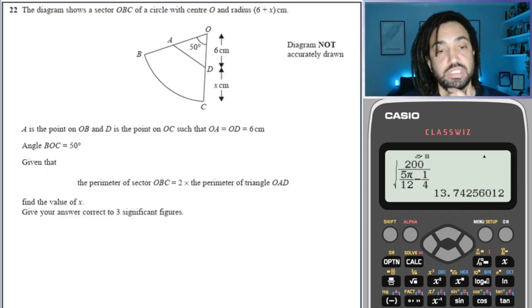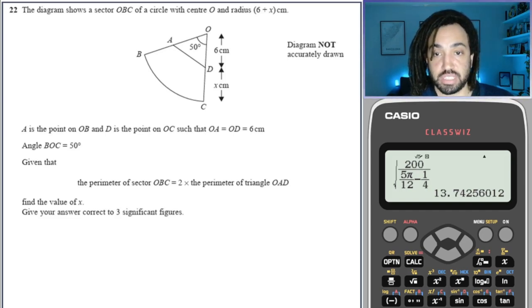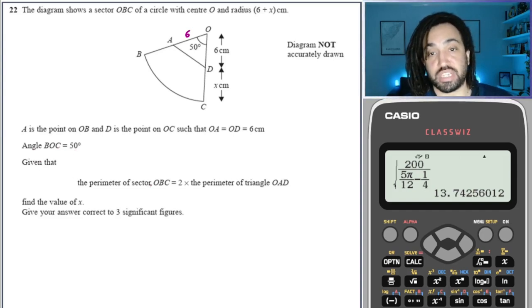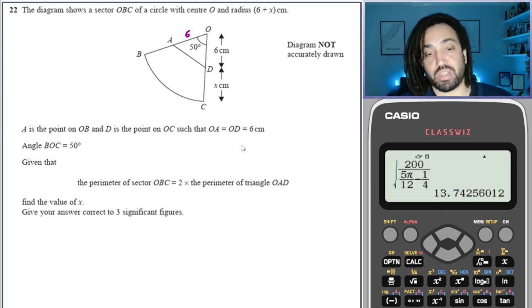Okay, final question, and it's a tough one. We've got a diagram showing a sector of a circle, and we got told what the radius is. It's 6 plus x, and we know that on the other side it's also 6, it's like so. We know the angle's 50. It says the perimeter of the sector OBC is twice the perimeter of the triangle OAD. Find the value of x.